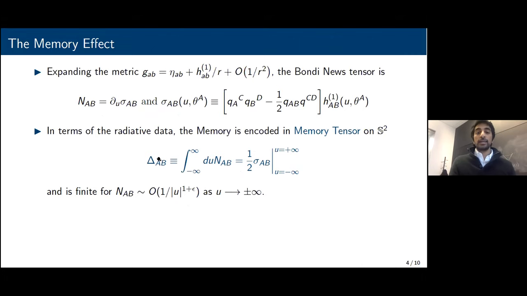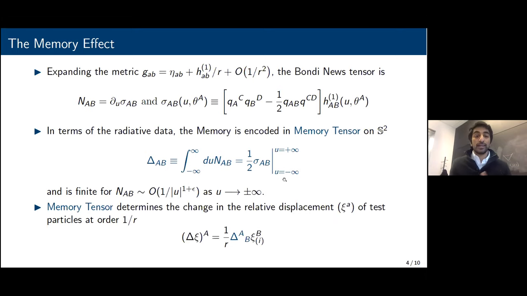In particular, I'll be considering a wide class of spacetimes in which the fall-off of the news is sufficiently fast such that this memory converges. It's also interesting to consider weaker conditions. Then the memory can be written precisely in terms of the difference of shears between early and late times.